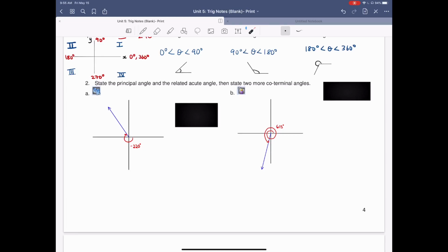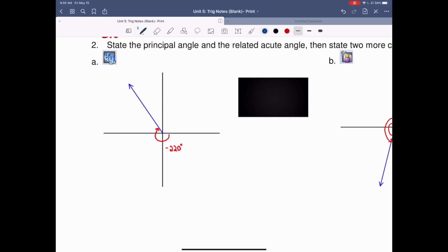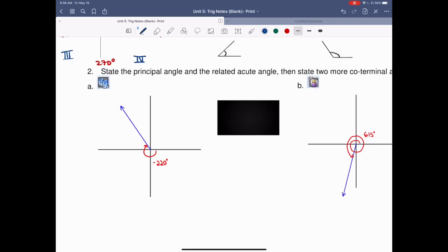Then state 2 or more coterminal angles. Okay, you look at that first question and it says A is negative 220 degrees. That might look odd to you. So the first thing I try to do is calculate my principal angle. If you look back at the definition, it says that the principal angle is an angle that is between 0 and 360 degrees.